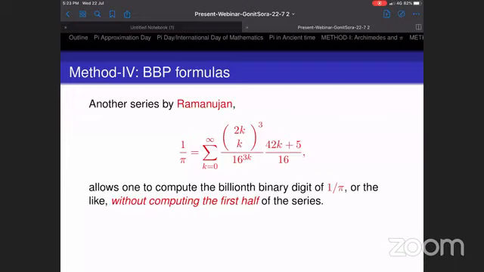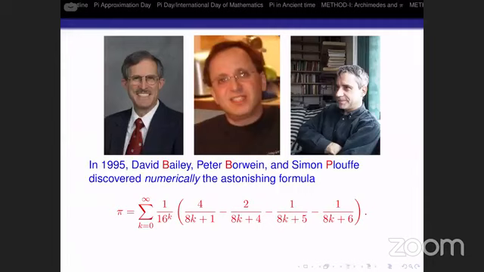So can we find a series which will give the value of Pi at a particular digit? That means, suppose I want to find the 100th digit, okay? Not finding from 1 to 99th digit. I want to find exactly what is the digit in the 100th position, or 101st position, 102nd position, etc. So can we extract the individual digits of Pi? So that was the question. And that was answered in 1995 by David Bailey, Peter Borwein, and Simon Plouffe.